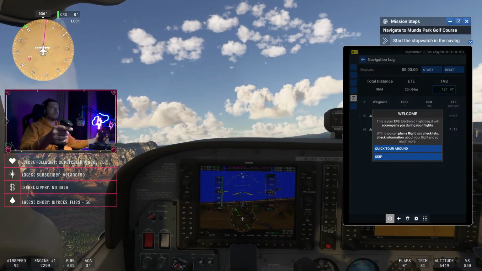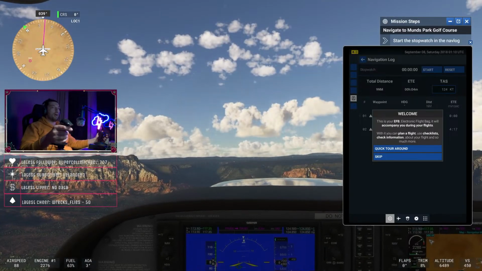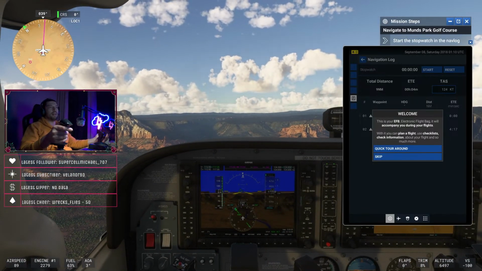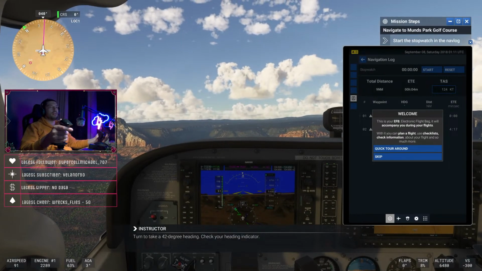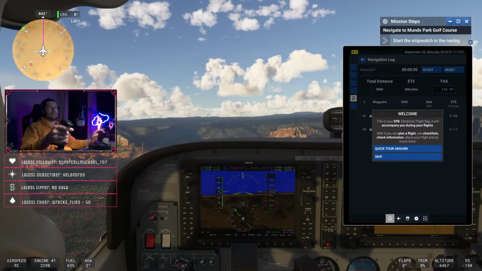Okay. And how do I close this off? How do I switch this off? This is ridiculous, man. I don't even see your heading indicator. Yeah, that sucks. I don't know what this is.